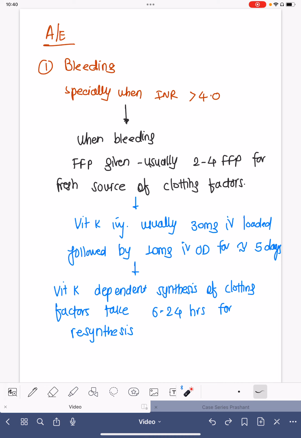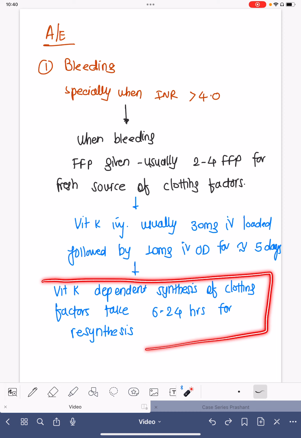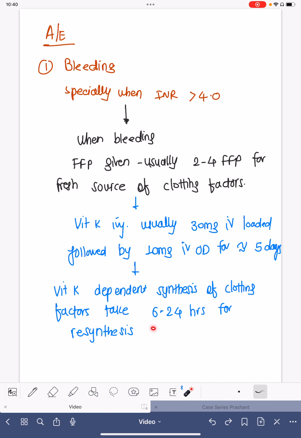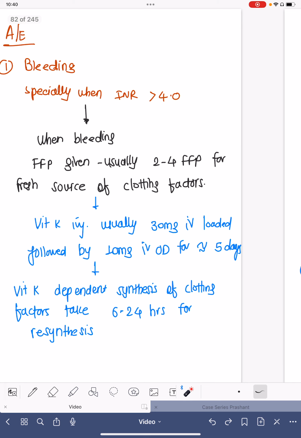Vitamin K dependent synthesis of clotting factors takes around 6 to 24 hours for resynthesis. That is the reason why giving FFP is very, very essential. That is also the reason why vitamin K action will take around 6 to 24 hours to come into the picture.